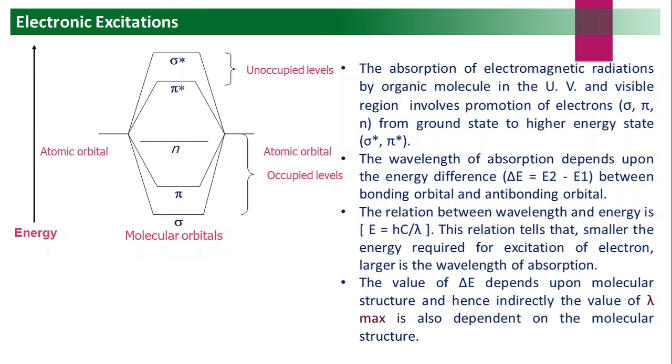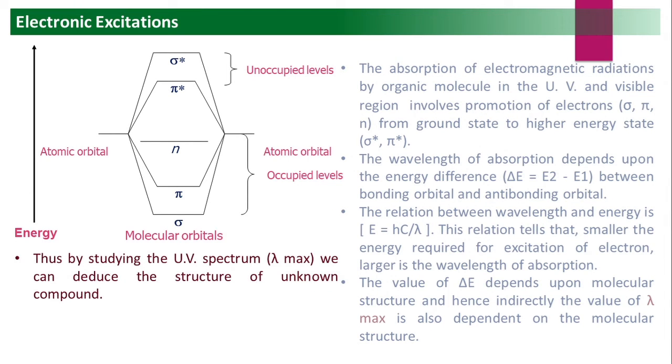The value of delta E depends upon the molecular structure. Hence, indirectly, the value of lambda max is also dependent upon the molecular structure. Whatever this energy gap is, the energy required to excite the electrons from the bonding molecular orbital to the anti-bonding molecular orbital depends upon the structure of the molecule. So lambda max depends upon the molecular structure.